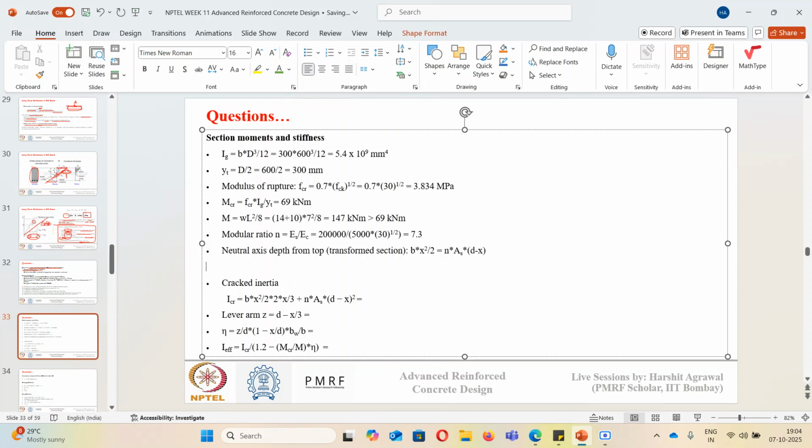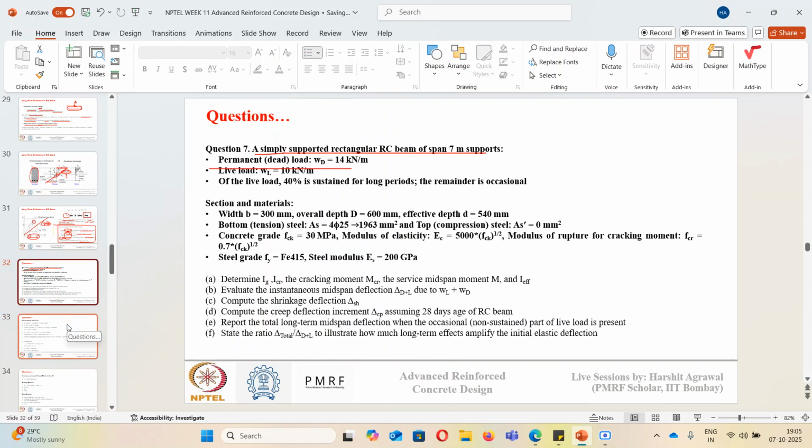Now we know the modular ratio, so we'll calculate the neutral axis depth from transformed section analysis. So bx square by 2 is the moment of concrete segment, and n into As into d minus x is the moment of the steel section. n is this modular ratio, so we have transformed steel into concrete. When you substitute the values, it will be 300 into x square by 2 equal to 7.3 into As, 1963, into d minus x. d is given to us, it is 540 minus x.